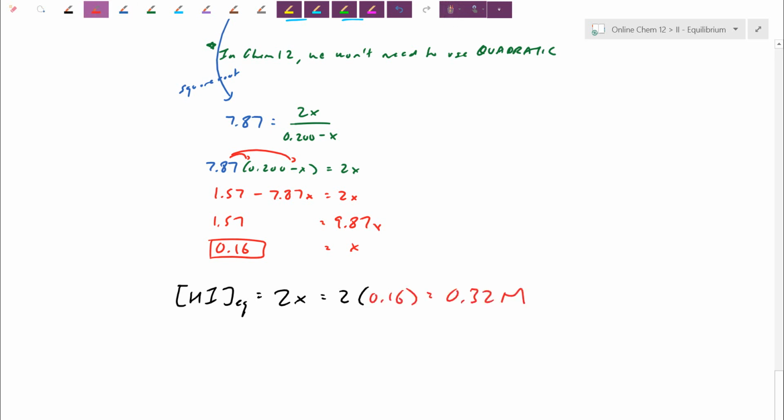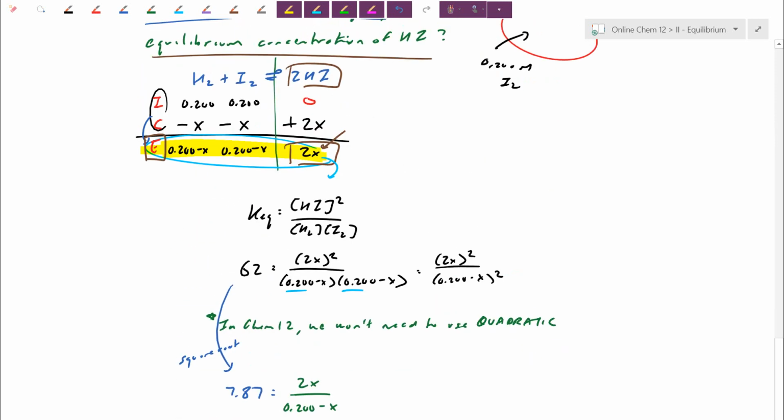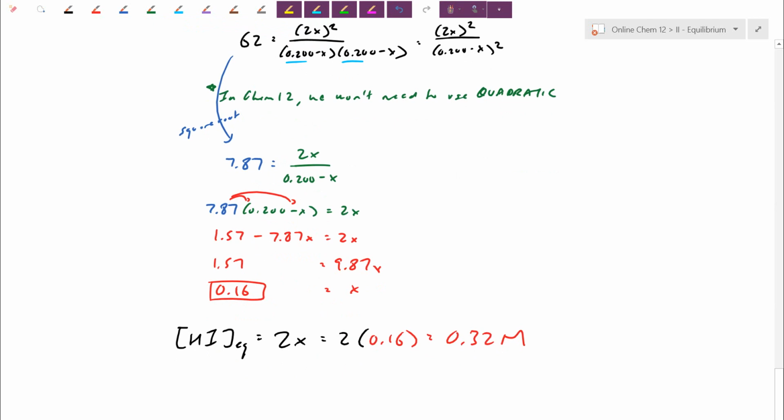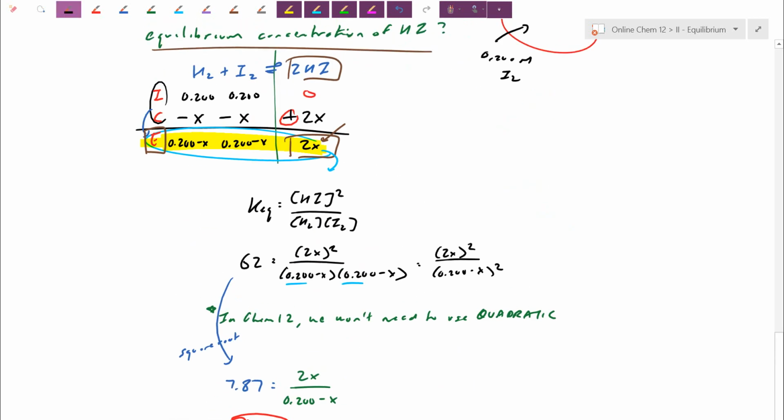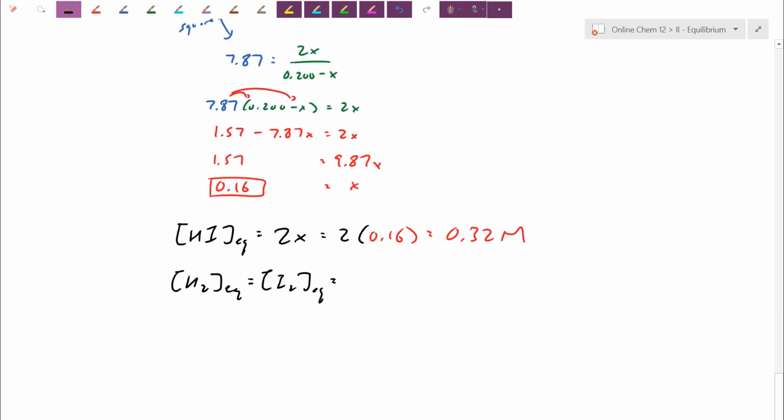So there we go. I started off with no HI to begin with. I knew I had to gain on the right-hand side, and I now know that the concentration is 0.32. If you like, you could also calculate the concentration of H2 at equilibrium and I2 at equilibrium. They kept those numbers the same. Well, our expression had said 0.2 minus x. Now I happen to know what x is, 0.200 minus 0.16.